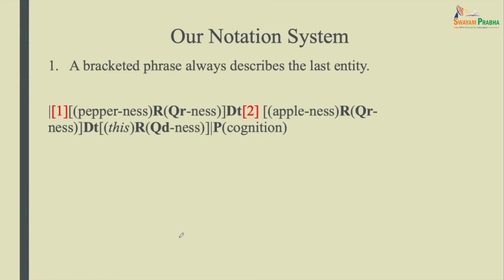Now, in one of the previous slides, I typed this as limited, which is not correct. So I corrected. This actually is determined. So then we describe it. So the point is, a bracketed phrase always describes the last entity. So here, imagine that there is a bracket. The last brackets in most of the conventional systems is normally not visible. It is invisible. So imagine there is this last bracket, and this is the last element of the last bracket. So basically, this whole phrase describes this element, which is a cognition.